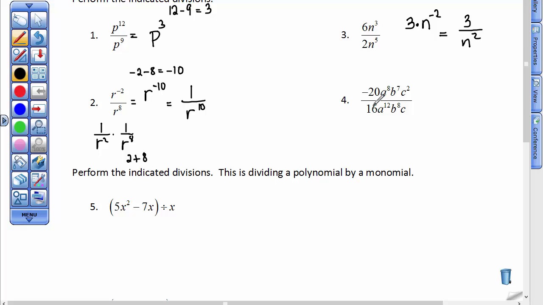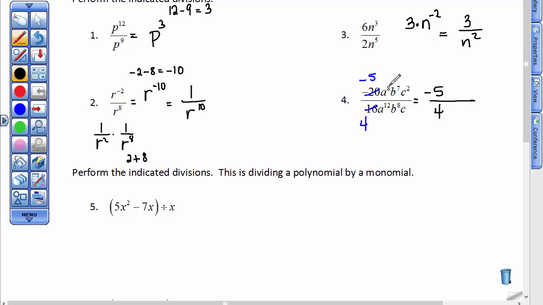Again, remember, with numerical coefficients, I'm just dividing these or reducing this fraction. So 4 goes into here 5 times, and 4 goes into here 4 times. Now, if you don't mind, I'm going to subtract the exponents kind of upside down. So first of all, I'm going to be left with a negative 5 over 4.